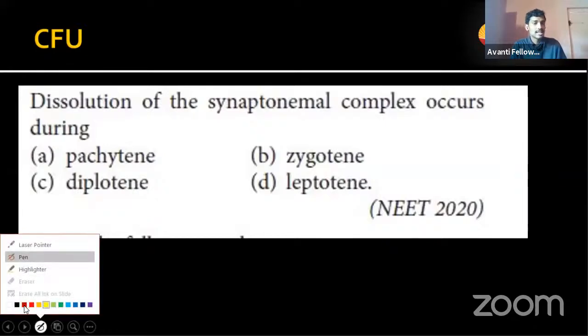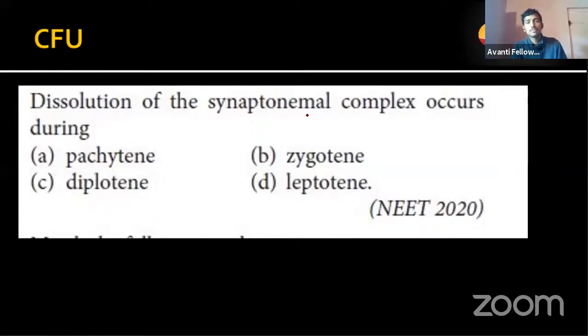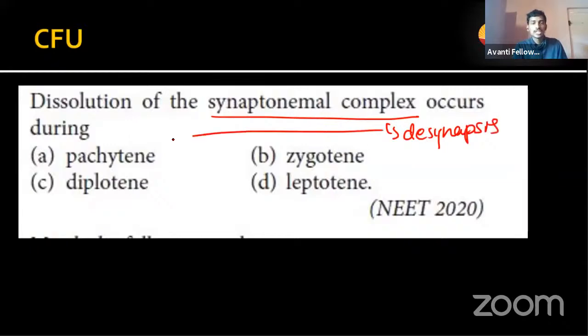Simple. What they're asking is dissolution of the synaptonemal complex. That means desynapsis. We mentioned the word desynapsis in the diplotene stage, so the correct answer is diplotene. Simple, direct, done. If you had noted that desynapsis word, you could have answered this. So we will move on.